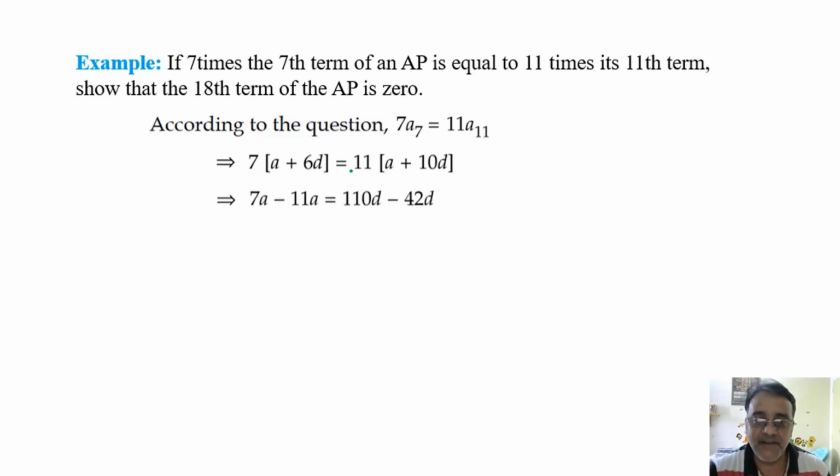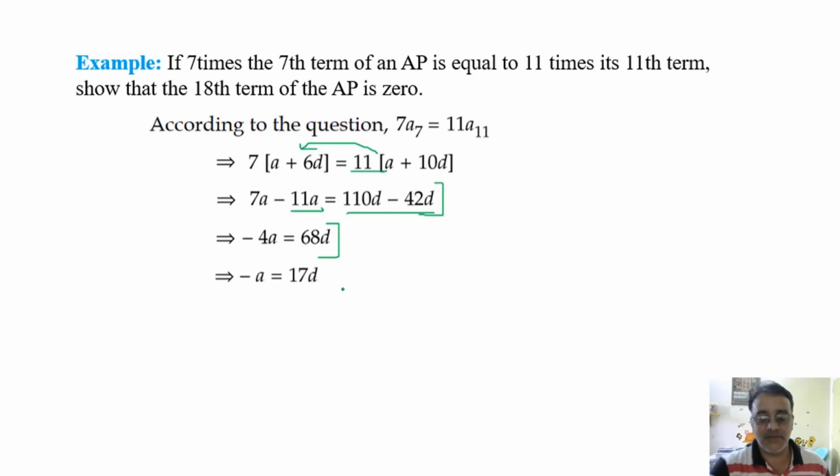multiply करने के बाद ये वाला term इधर shift करेंगे, that is 11A, and this 42D we will shift here. Okay, one step मैं यहाँ पे skip किया हूँ. मल्टीप्लाई करने के बाद 11A इस तरफ शिफ्ट करेंगे और 42D इस तरफ शिफ्ट करेंगे. So this will become minus 4A and this will become what? 68D. Okay, so A is equals to, what we are going to get, A is equals to minus 17D or minus A is equals to 17D. Clear है? A is equals to minus 17D.